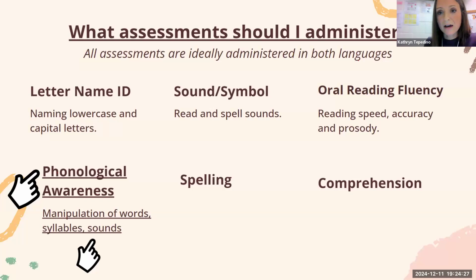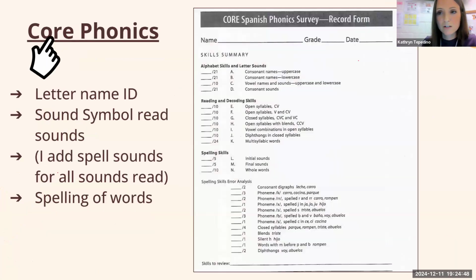And then these are the assessments that I give students. So again, ideally in both languages, we're seeing how's their letter name ID, sound symbol correspondence, oral reading fluency. Typically, our students are not reading with fluency at all. Phonological awareness, spelling, and comprehension. Again, comprehension is usually not really the issue here because we're just trying to get them to decode at this point.